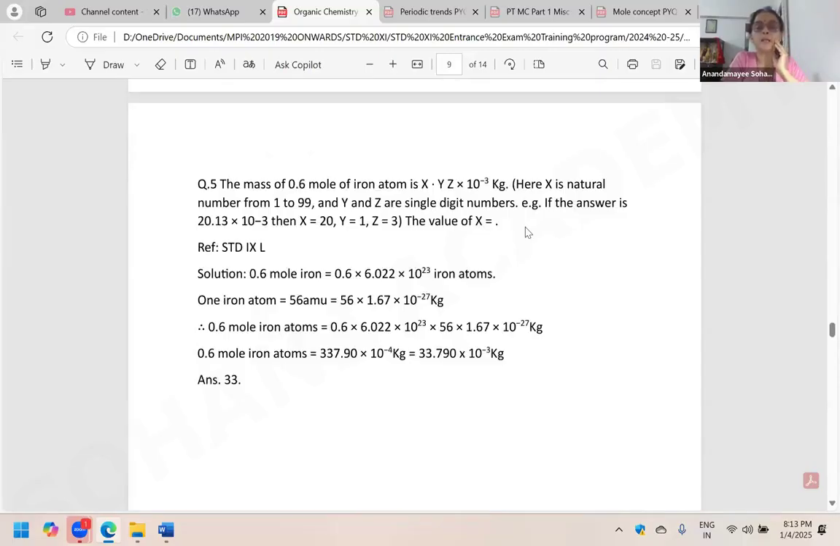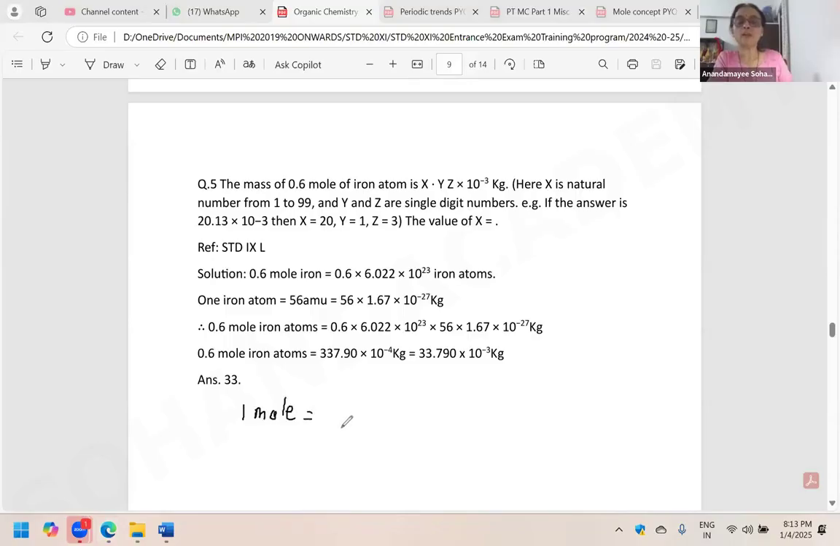Now, mass of 0.6 mole of iron atom is x.yz into 10 raised to minus 3 kg. Okay, now see 0.6 mole of iron atom. Step by step जायचं. What is 1 mole of iron?